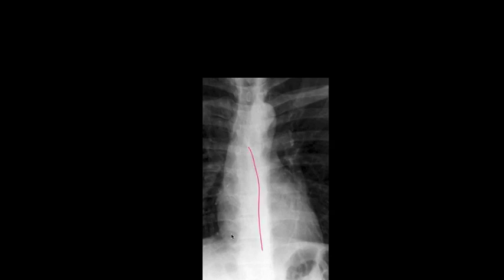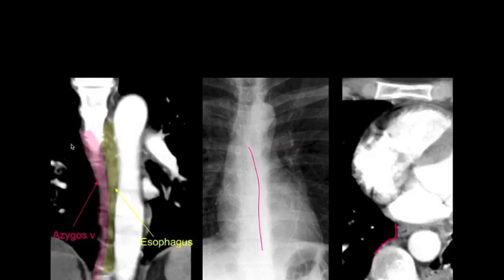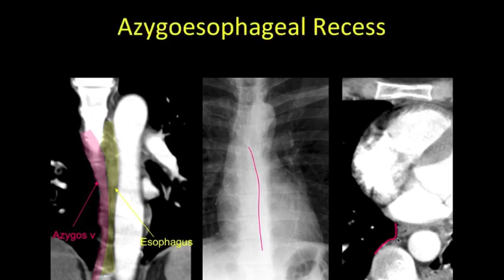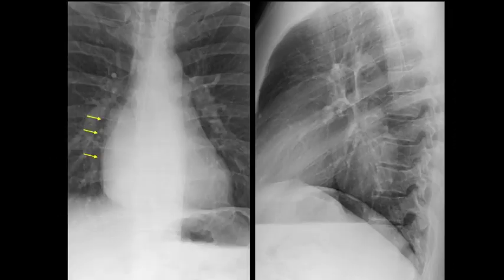And this is the azygoesophageal recess. We can see on this coronal reformat the azygos vein and the esophagus, how they run near the descending thoracic aorta, and the lung abutting the mediastinum in the region of these structures, the azygos and the esophagus, creates this recess. When this recess is deviated, it indicates pathology in the subcarinal region and lower mediastinum.